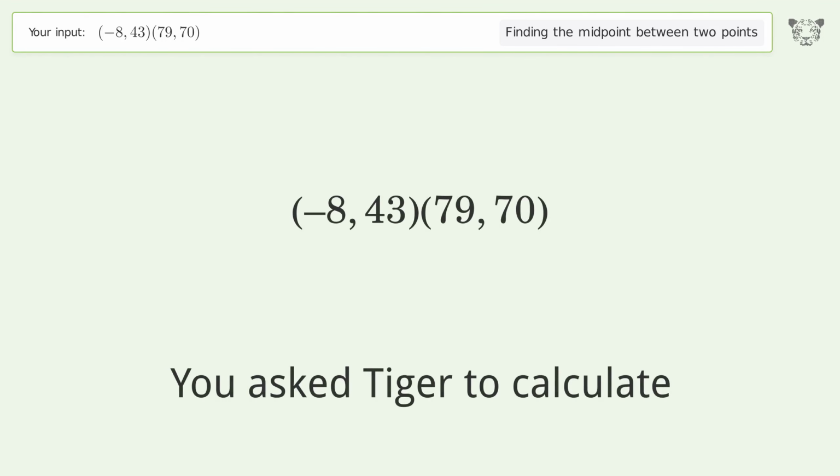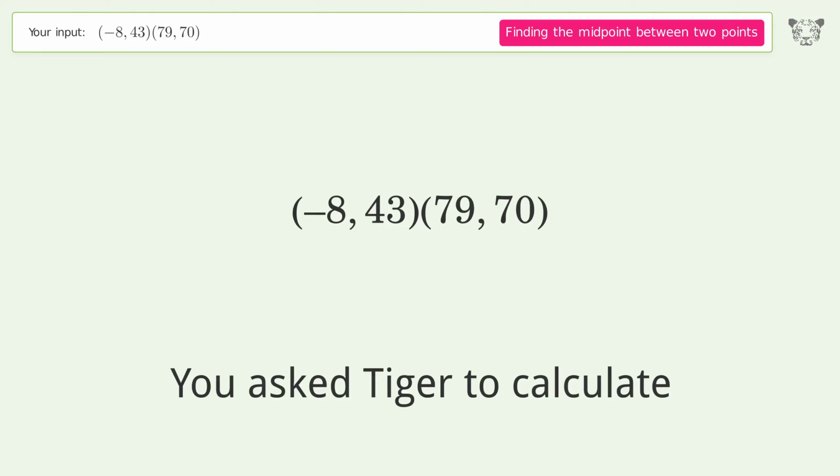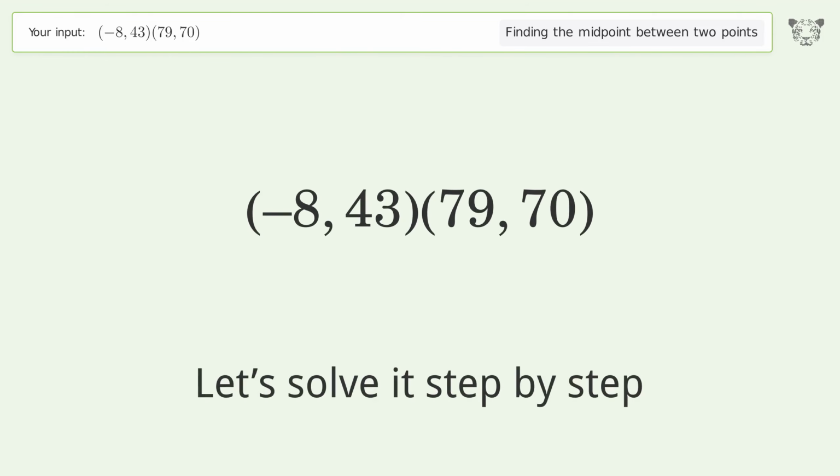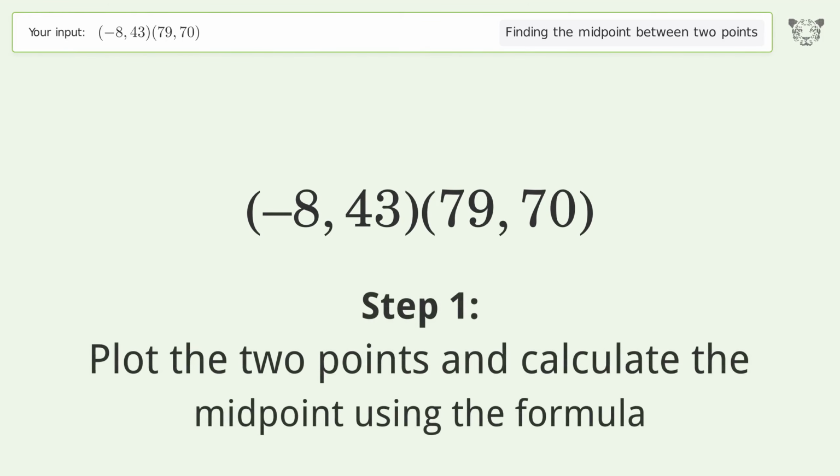You ask Tiger to calculate. This deals with finding the midpoint between 2 points. The midpoint between the 2 points is 35.5, 56.5. Let's solve it step by step. Plot the 2 points and calculate the midpoint using the formula.